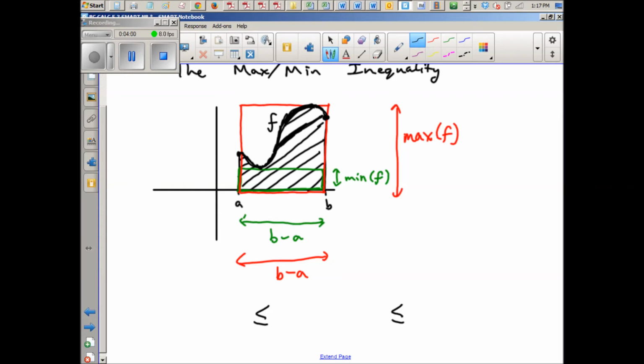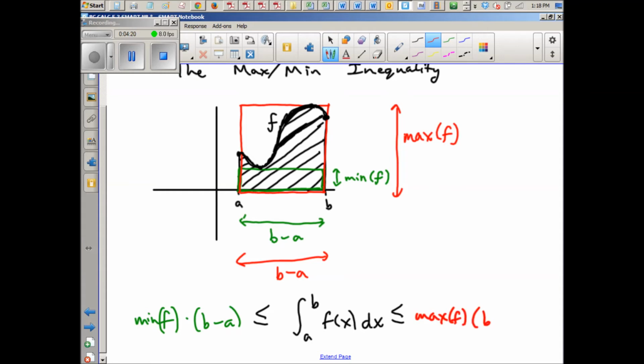Okay? So if we wanted to write this down, what we're trying to say is that the true area in black, that's called the integral from a to b of f of x dx, falls between min f times b minus a, which is just the area of the green rectangle, and max f times b minus a.